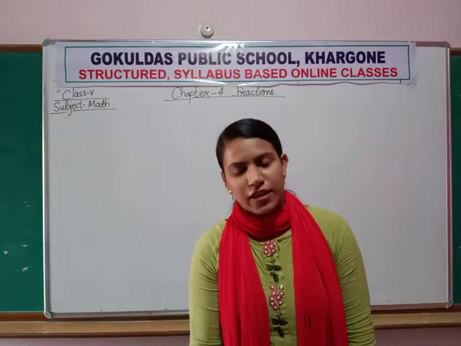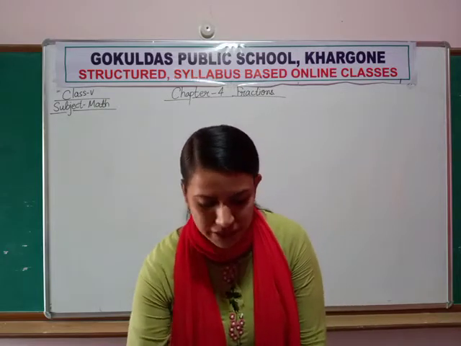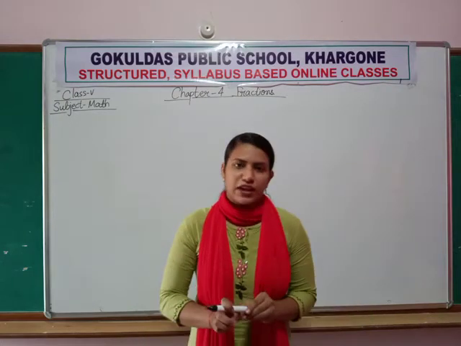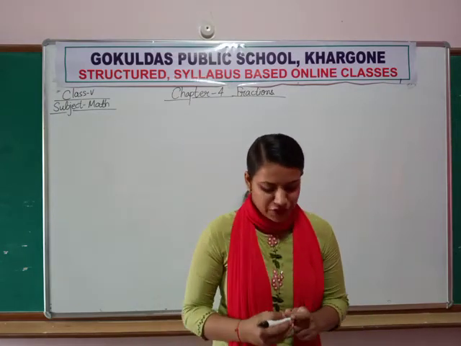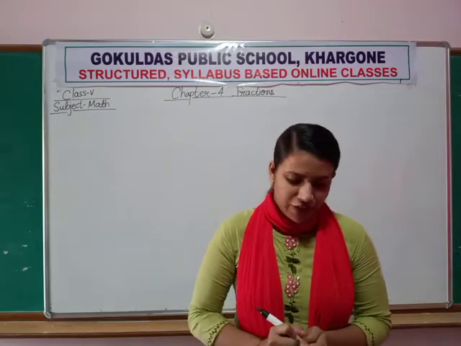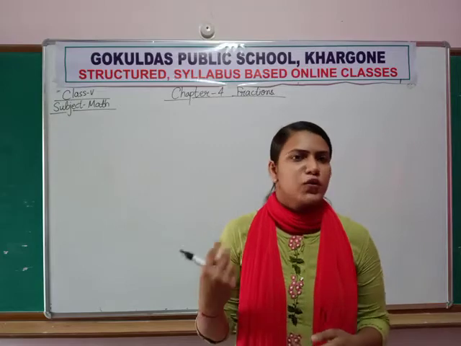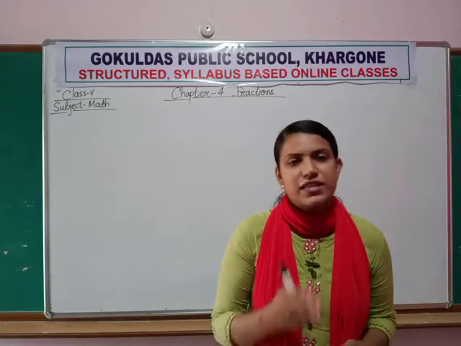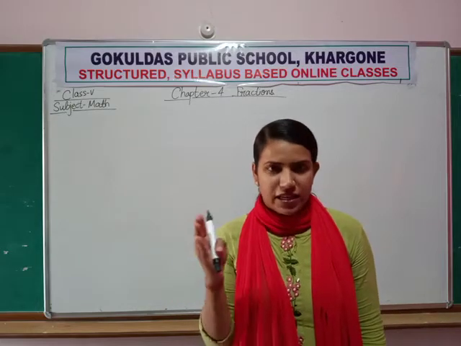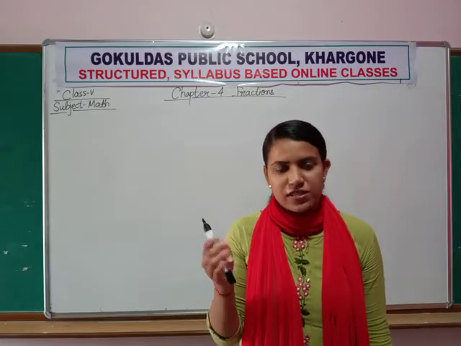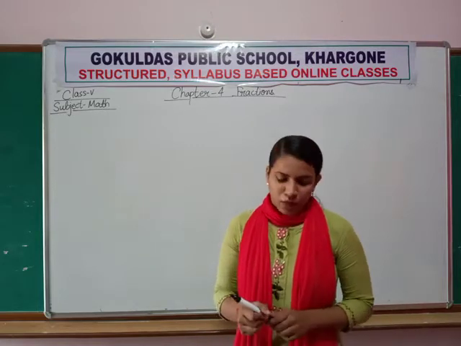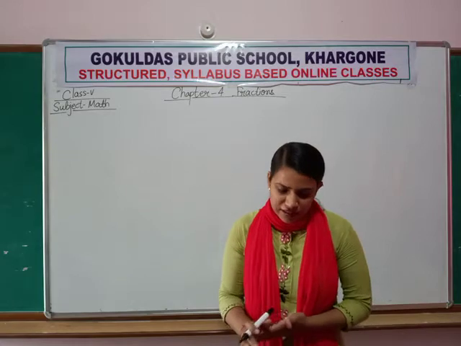In today's class we are going to learn how to multiply a fraction by another fraction. To multiply a fraction by another fraction, we need to follow two simple steps. Step 1 is to multiply the numerators and the denominators respectively of both the fractions, and then simplify it to its lowest form. Okay, so let us understand.